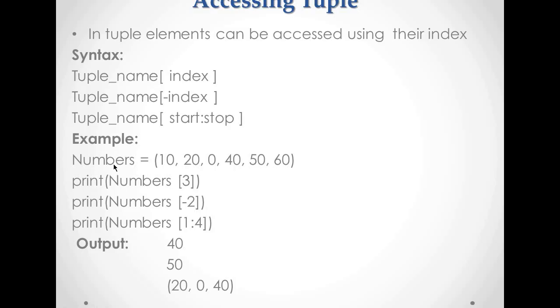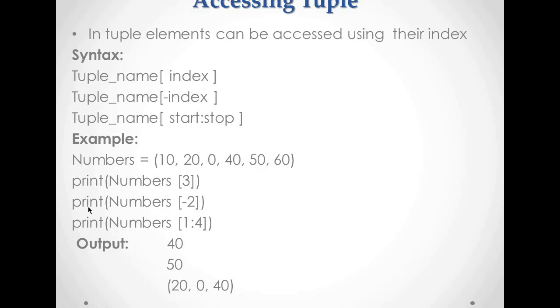See, in this example, we are creating one tuple, the tuple name is numbers, and we are storing 6 values in the tuple. Now, how to access these values: we are asking it to print the value which is at index 3. So, we mention the print statement and the name of the tuple, numbers, and we give the index in the square bracket. So, this statement will print the value which is at the third index. We know that the index value starts from 0. So, 0, 1, 2, 3. So, this 40 will be printed as the output.